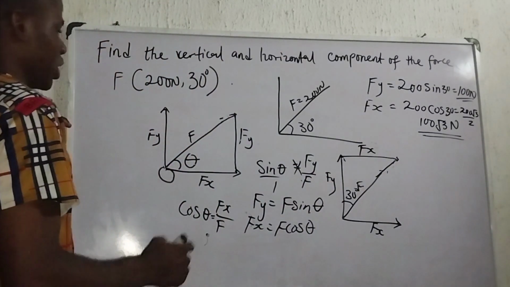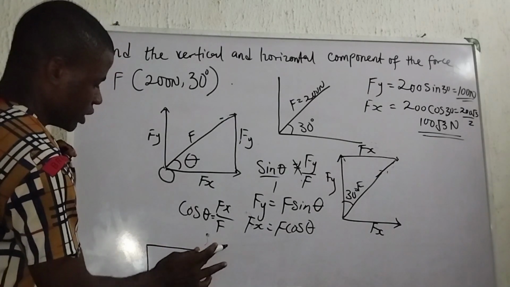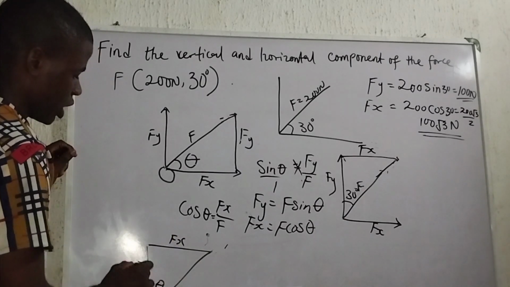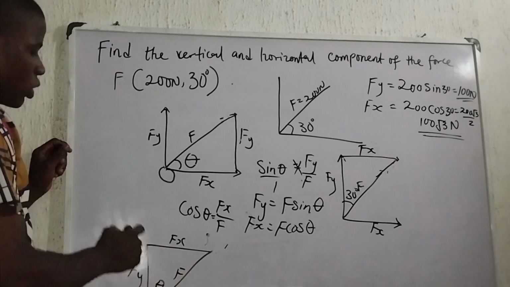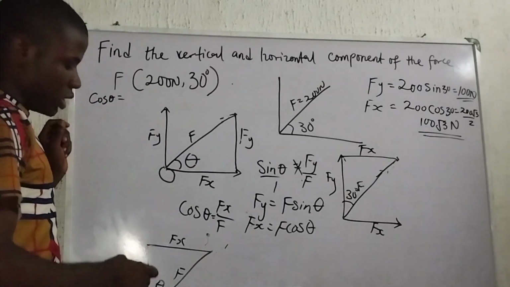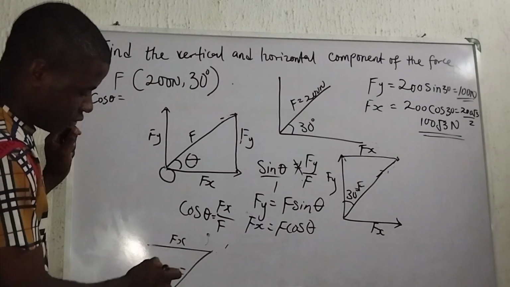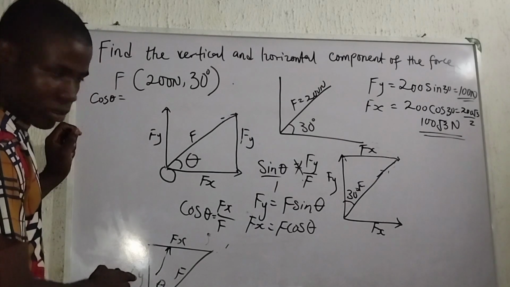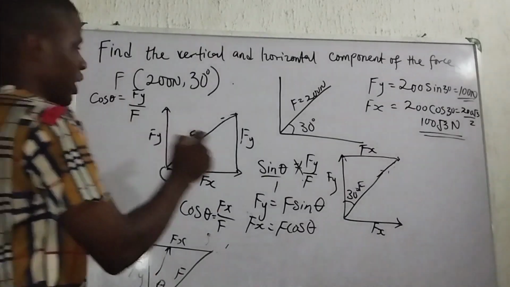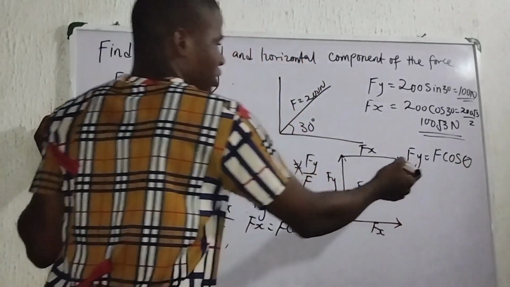So what formula are we going to use? Let's derive it again. Here is theta, here is Fx, here is Fy, and here is F. If we say cos theta, cos theta is equal to adjacent over hypotenuse. My adjacent is now Fy, and my opposite is now Fx, because it is facing the given angle. So I have Fy over hypotenuse F. If we cross multiply, we get that Fy is equal to F cos theta.